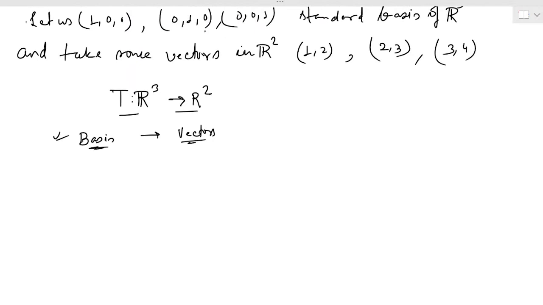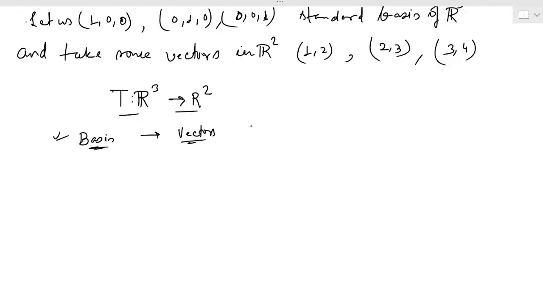I've taken an example of standard basis vectors. I've taken three basis vectors of R cube, that is (1, 0, 0), (0, 1, 0), and (0, 0, 1). These are the standard bases of R cube, and I've taken some vectors in R square, that is (1, 2), (2, 3) and (3, 4). My intent is to show you that there exists only one unique linear transformation which connects the bases in R cube to the vectors in R square.